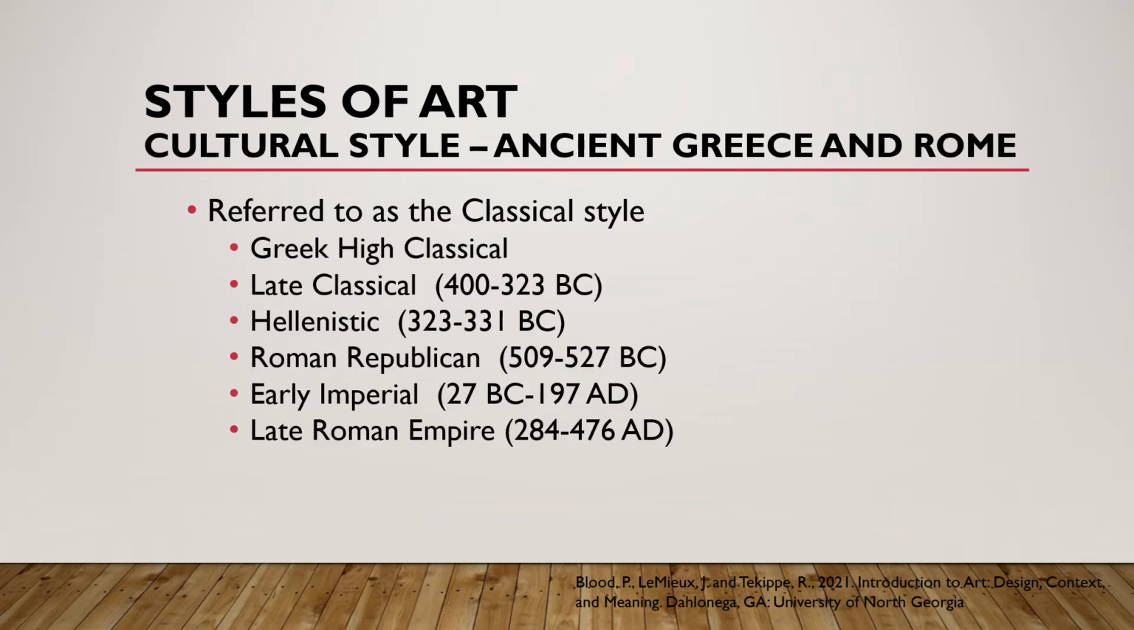Now we've got the cultural styles of ancient Greece and Rome. These are basically referred to as a classical style, although that is broken down into some other sub-styles, I guess you could say. We have the Greek high classical, late classical, Hellenistic. Those are all basically Greek. And then the Roman Republic, early imperial, and the late Roman Empire. We won't focus specifically on any of those. We're just going to kind of hit a little bit of that.